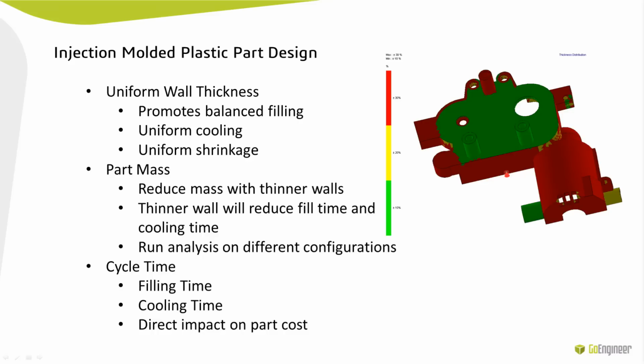We'll also look at the part mass on our part. So like I said before, I want to reduce the mass with thinner walls, and a thinner wall will also reduce our fill time and our cooling time. We'll be able to run an analysis on different configurations. And then finally, I'll look at my cycle times, which include the filling time and the cooling time. So your cycle time has a direct impact on your part cost.